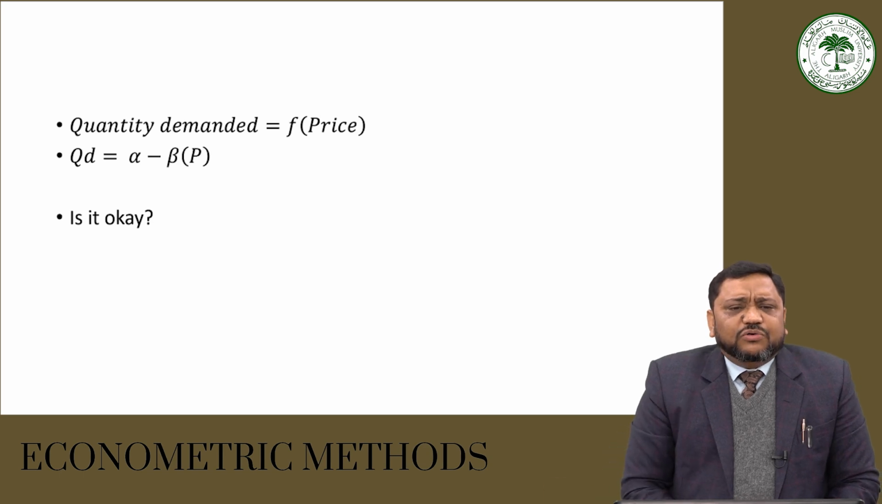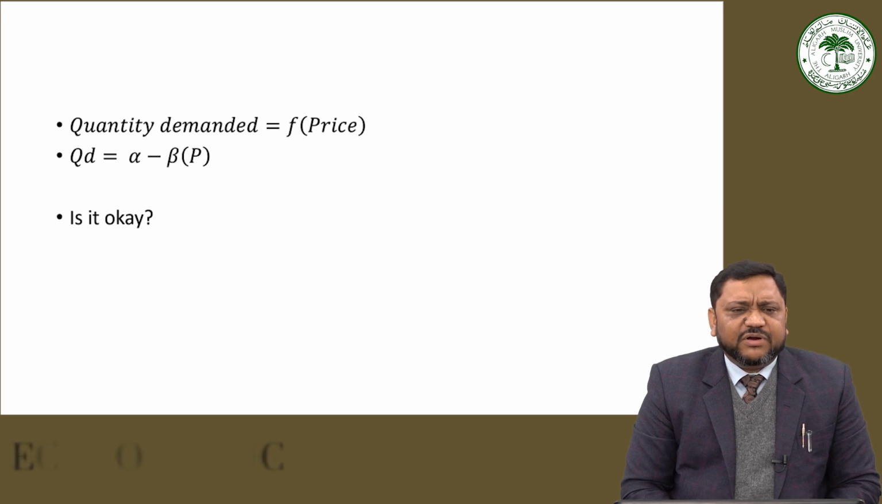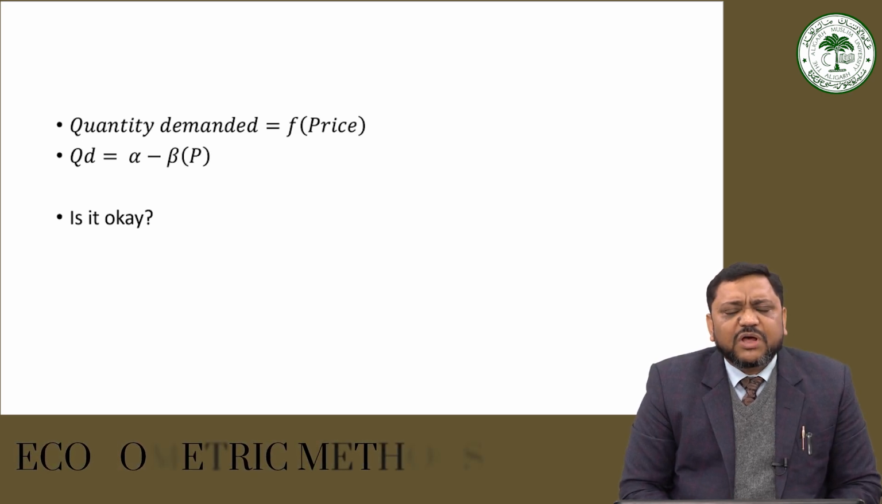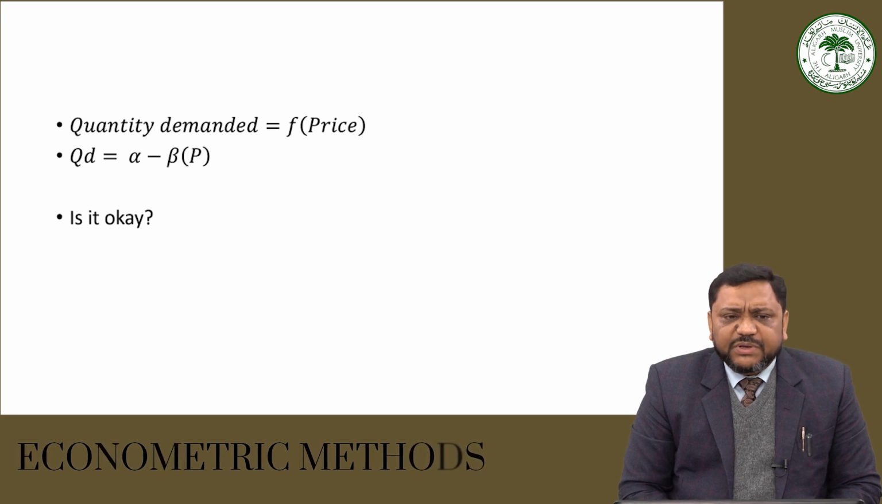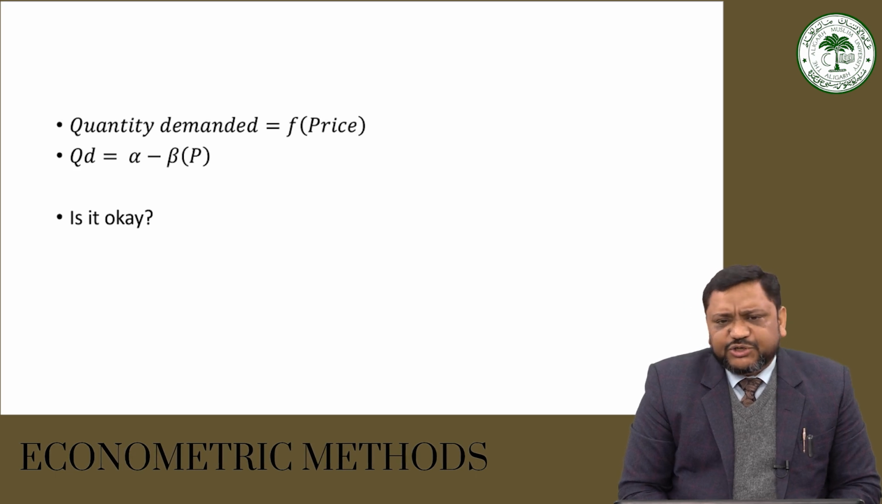We will now go to the realm of multiple linear regression. Till now, conceptually, we have discussed that quantity demanded is a function of price, and we have a mathematical equation to denote it: QD is equal to alpha minus beta P. But the question is, will it give a proper representation of the situation?